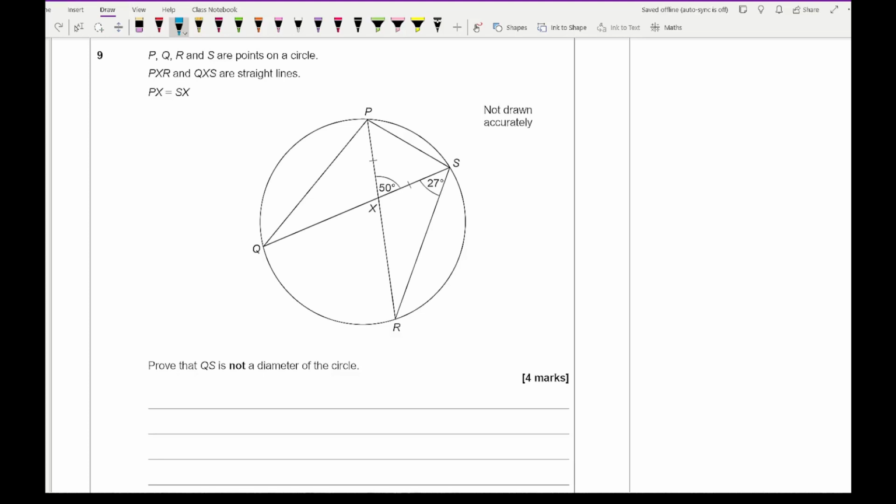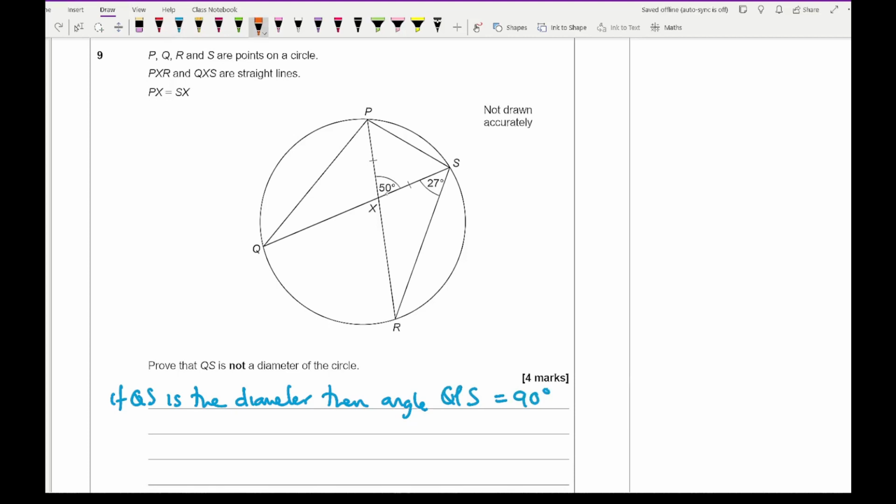Now, when you're doing any form of geometric proof, you always want to state a fact. So if QS is the diameter, then the opposite angle, angle QPS, must equal 90 degrees. So that's what we're going to first of all establish.